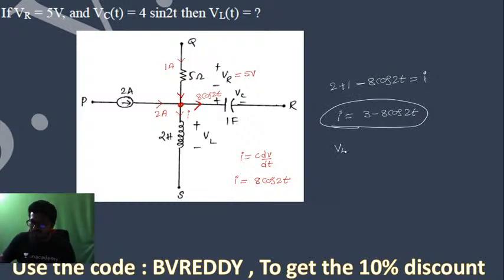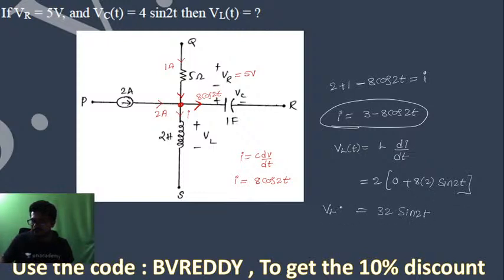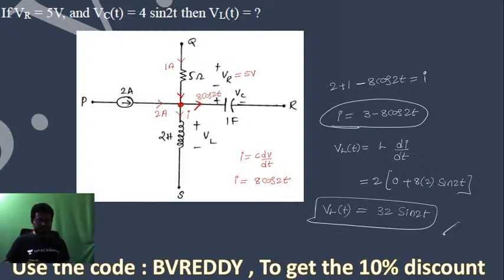Now I need to get the voltage across the inductor, VL of t, which is equal to L into di by dt. L value is given as 2, into this differentiation: 0 minus 8 into 2 into sine 2t. So how much is this now? 32 into sine 2t. So this is the VL of t. Done all of you? Got the same thing? Yes. Done.